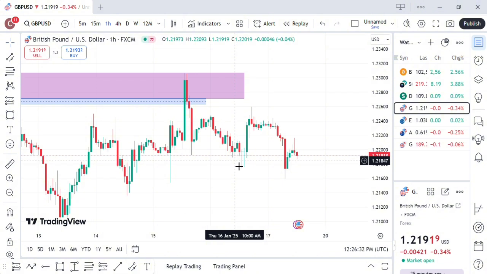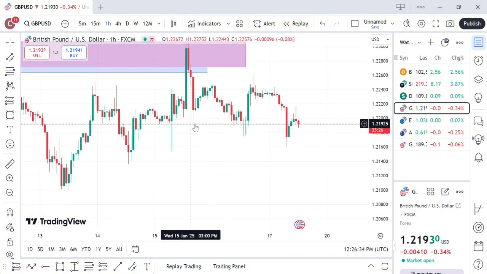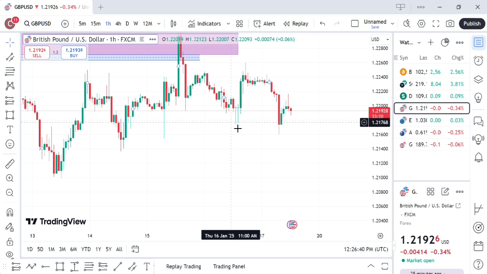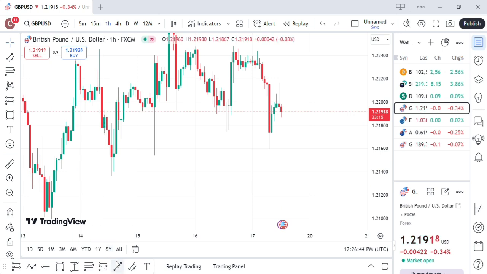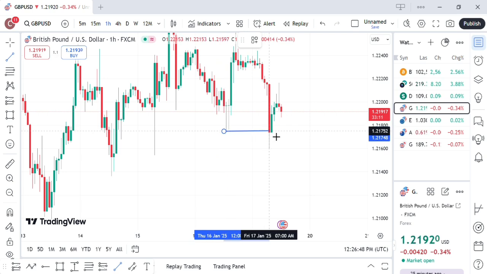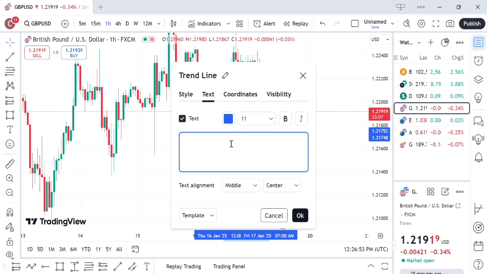On the 1 hour, we saw a change of character here. Did it really change? Okay, this is weak, but we can use this as a change of character, and we're expecting price to move up. So we identify this as my change of character.